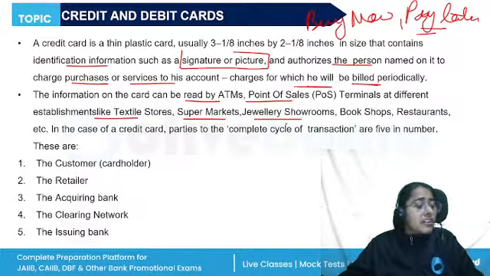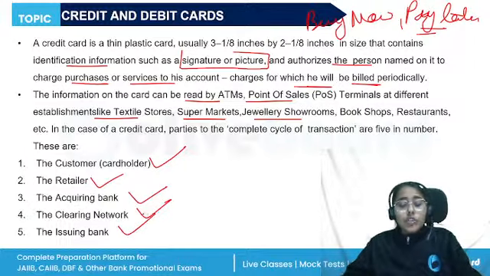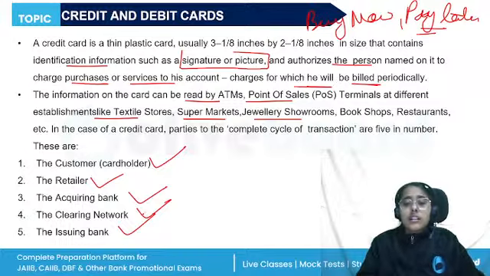Now, when we are making a transaction or a payment through cash, only between two people, the transaction is completed between the buyer and the seller. But in a transaction involving a credit card, there are five parties to the complete cycle. We have the customer who is the card holder, then we have the retailer who is the seller, the acquiring bank, clearing network, and the issuing bank who issues the card to the customer, right? So the parties are more, so the time taken to complete the payment cycle will also be more.